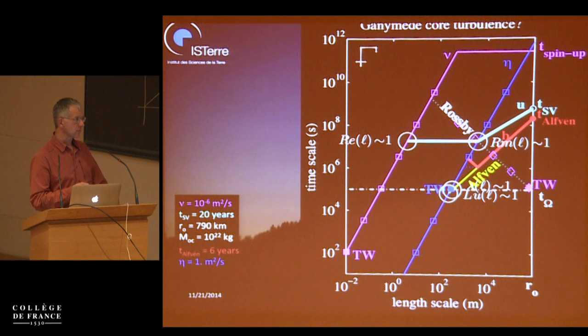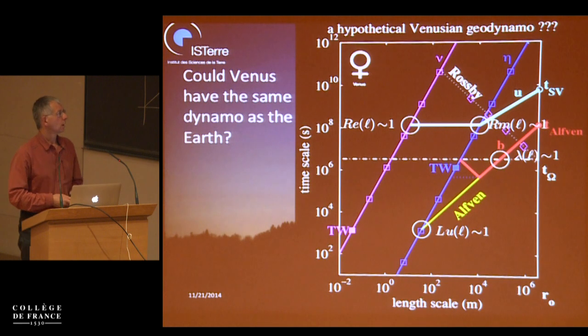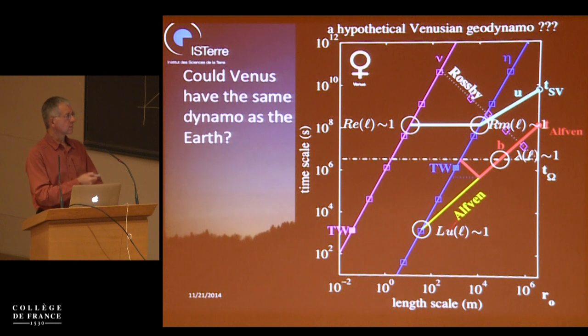We might expect that in Ganymede, the action of both magnetic field and rotation are doing about the same thing as in the Earth. But now if we jump to Venus, could it have exactly the same dynamo as the ones we have for Earth? It's about the same size, same input of heat, possibly. Could it work?